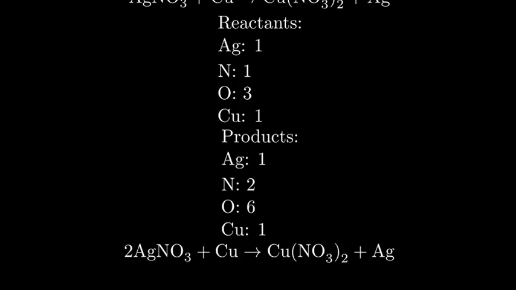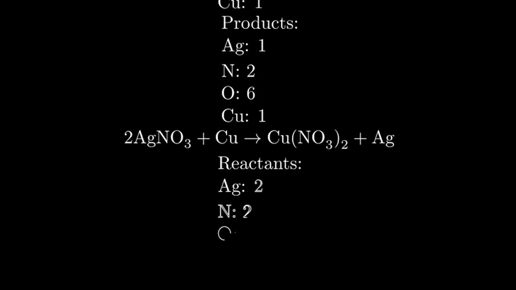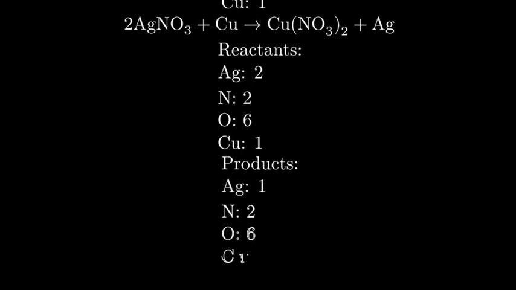Let's update our atom counts. On the reactant side, we now have two silver atoms, two nitrogen atoms, six oxygen atoms, and one copper atom. The product side remains unchanged.